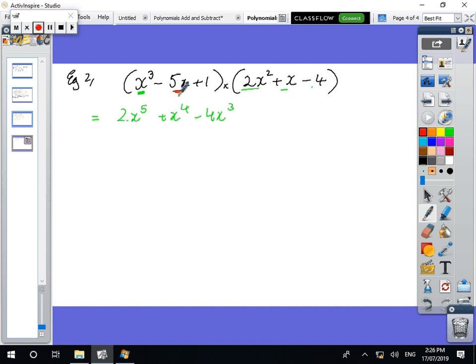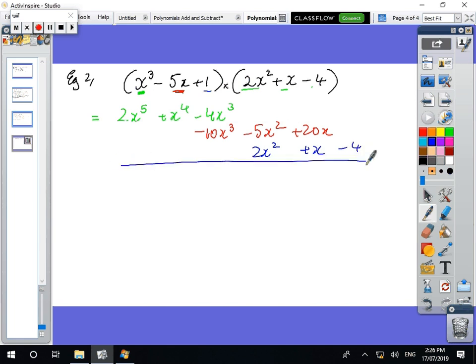Now we'll do the minus 5x. So minus 5 times 2 is minus 10, and x times x squared is going to be x cubed, so I'm going to line it up there. Okay, so it doesn't line up there. x times x squared is x cubed, so it has to line up on the x cubed terms. Minus 5 times x is minus 5x squared. Minus 5x times minus 4 is plus 20x. Okay, and then the last one, 1 times 2x squared would line up there, 2x squared. 1 times x is x. 1 times minus 4 is minus 4.